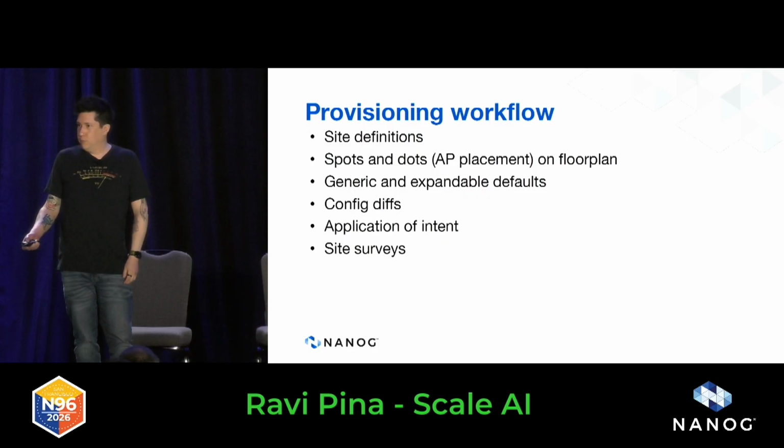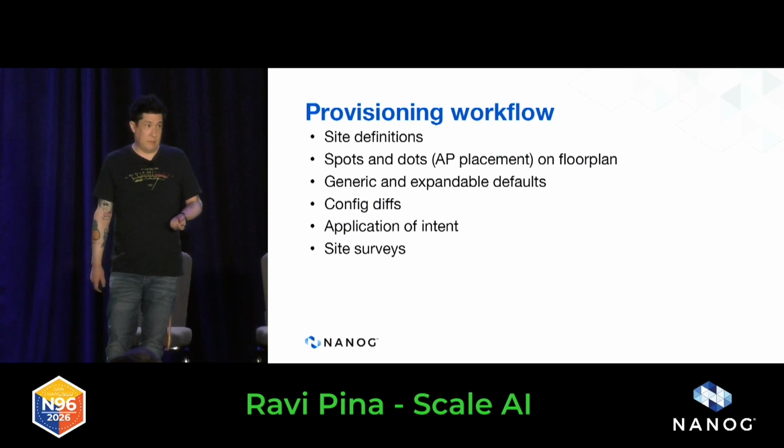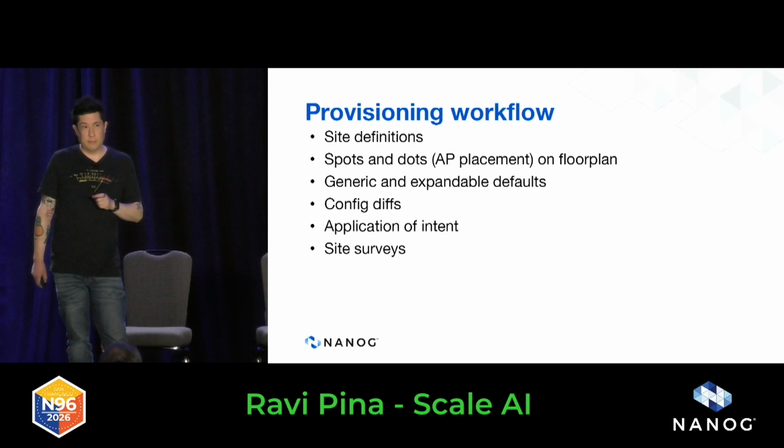I'm going to go over the provisioning workflow, but this is basically a high level of what I'm going to show you in the next several slides. Basically start off with site definitions, the spots and dots as I mentioned, how you can have generic configurable options, and then vendors have vendor-specific options, so I account for that. With Mist and Meraki, within the config blob you can explicitly say, okay, here's Meraki, and then all the vendor-specific attributes can be configured there.